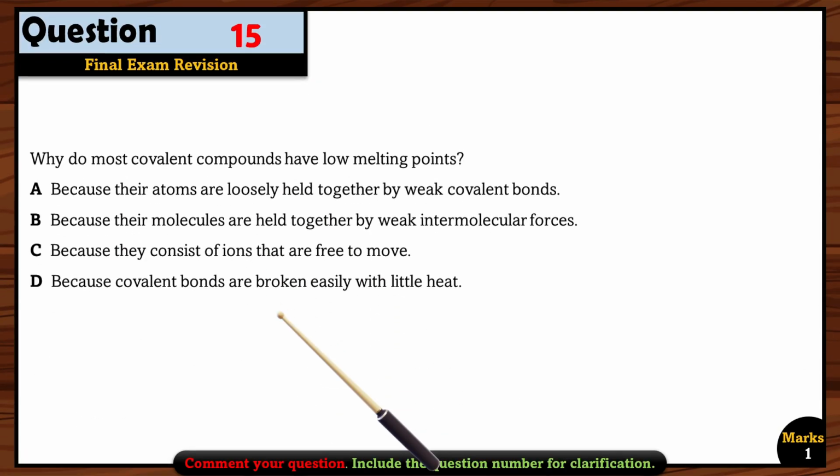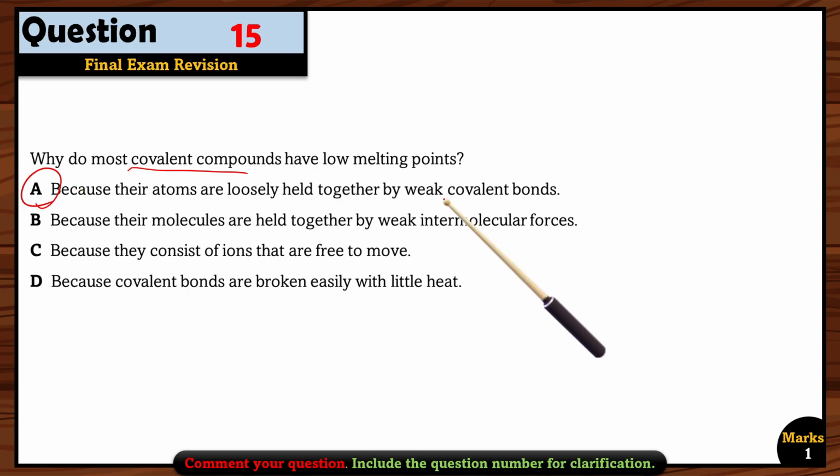Again, a similar question that is related to the intermolecular forces. Students make a lot of mistakes in this one, because if you see, why do most covalent compounds have low melting point? They think that, okay, covalent bond is a weak bond. That's why they have the low melting point. So what they usually do, they choose option A because their atoms are loosely held together by weak covalent bonds. Again, this is wrong.